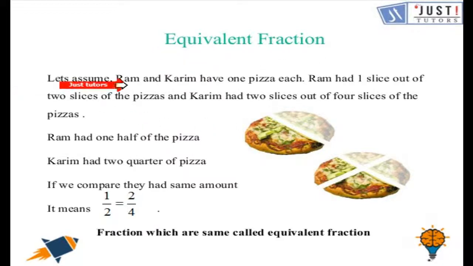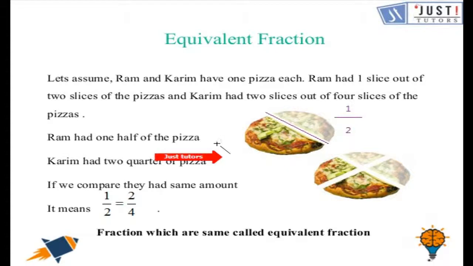Let's assume that Ram and Kareem have one pizza each. Ram's pizza has been divided into two equal parts, and Kareem's pizza has been divided into 4 equal parts. Let's say that Ram had one slice out of those 2 slices of the pizza, so the fraction will be 1/2. I'll just write it down there for you.